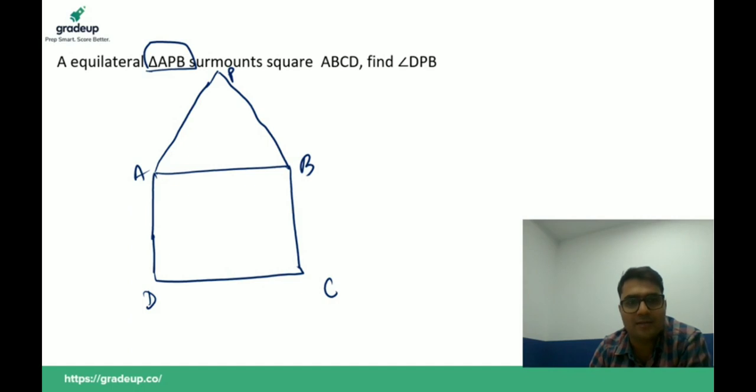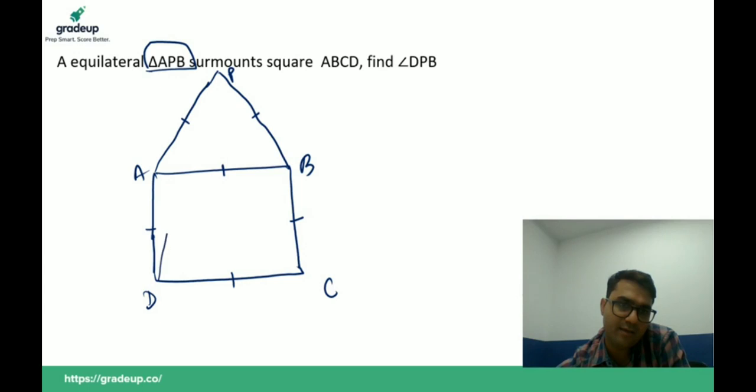Since this is an equilateral triangle, all the sides are equal. And since this is a square, all sides must be equal. Then find angle DPB. This angle we have to find.